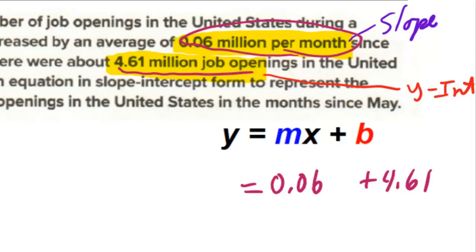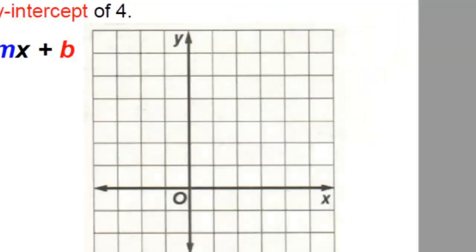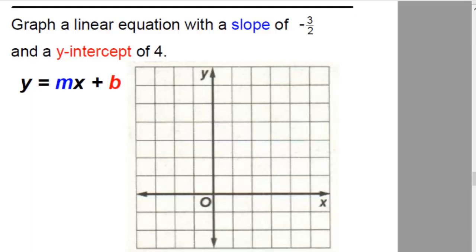We could have just as easily used m for months and j for jobs, and that would have worked just fine. Okay, so our next one, they want us to graph a linear equation that has a slope of -3/2 and a y-intercept of 4. So the first thing we want to do is write the equation.